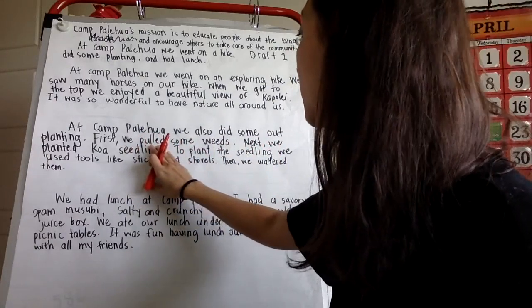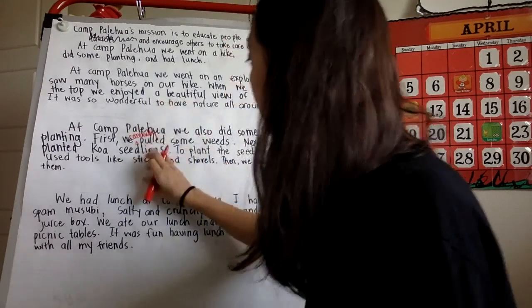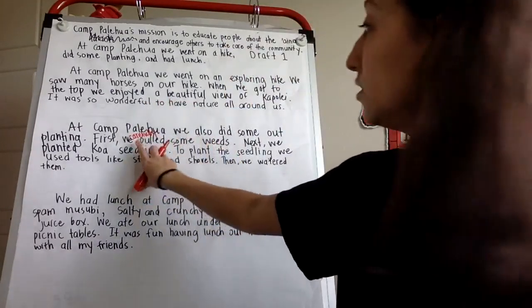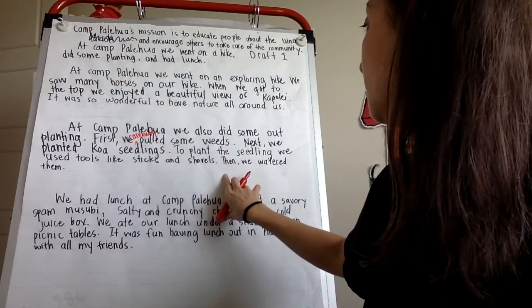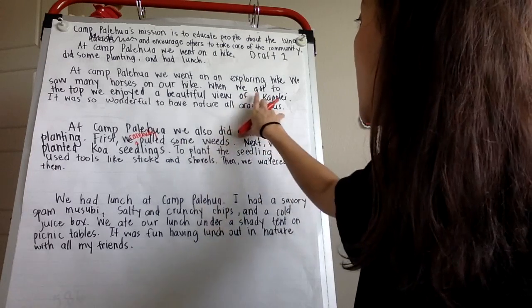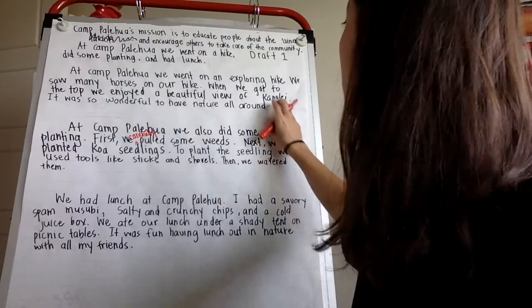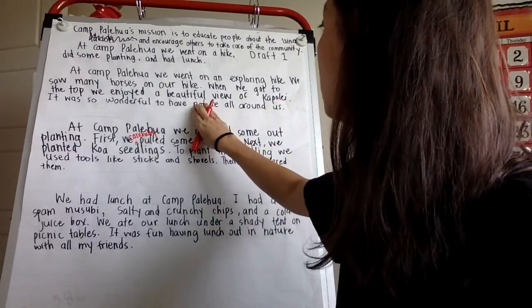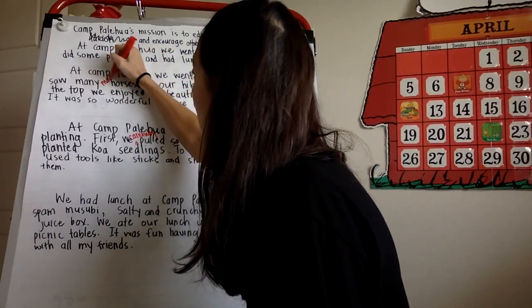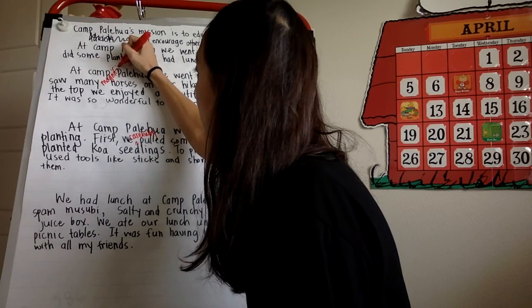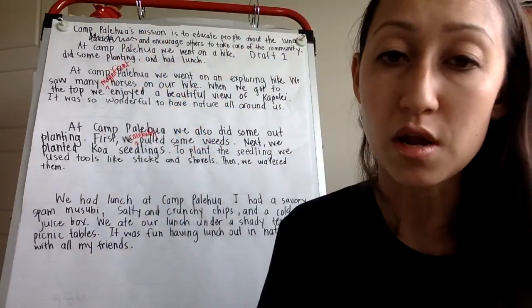First, we carefully pulled some weeds. Carefully is an adverb because it's showing how I pulled the weeds. Then I'm going to try to add an adjective in other places. Let's see. We saw many magnificent horses. Okay, go ahead and add more. I know you can think of more.